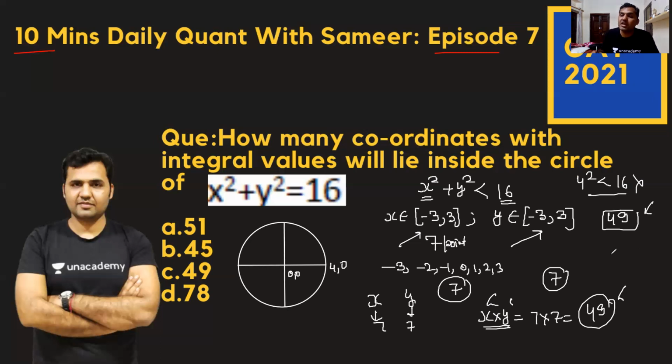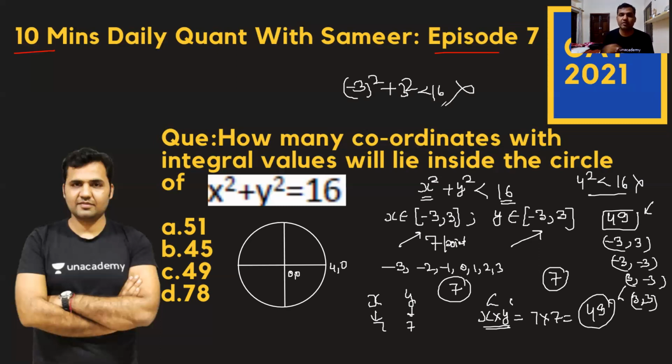But out of these 49 combinations, there will be 4 combinations of -3, 3; -3, -3; 3, -3; and 3, 3. For these 4 points, you can see that -3 square plus 3 square less than 16 is not true, because on the left hand side you have 18. Except these 4 points, the rest of the combinations out of 49 will be valid for x square plus y square to be less than 16. So out of 49, 4 combinations are not possible. So there are a total of 45 combinations.